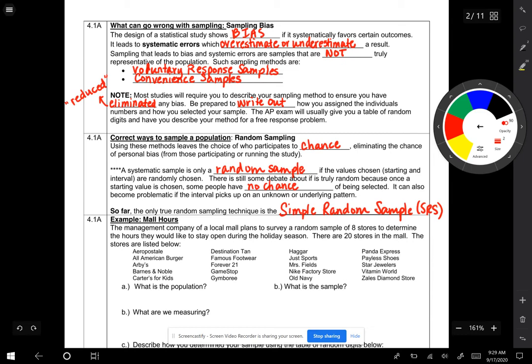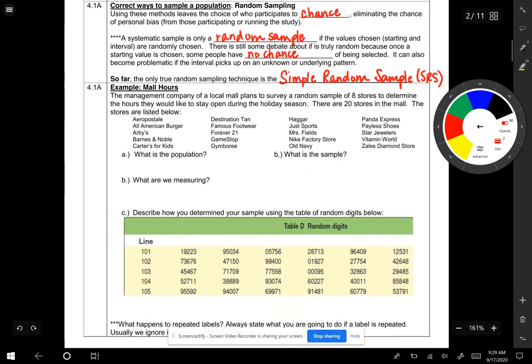All right, and we will end this section with an example. So this one is called Mall Hours. The management company of a local mall plans to survey a random sample of 8 stores to determine the hours they would like to stay open during the holiday season. There are 20 stores in the mall. The stores are listed below. So we can do the first few questions without having to number anything.